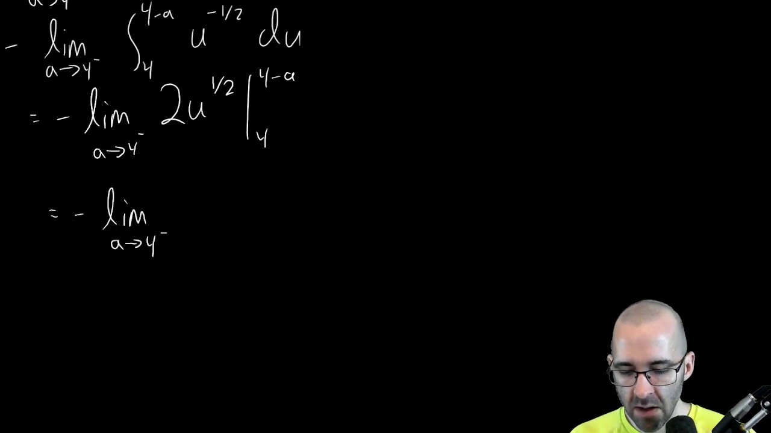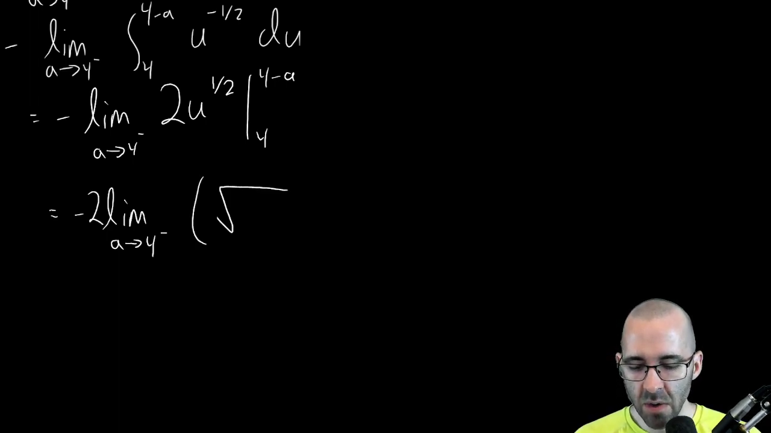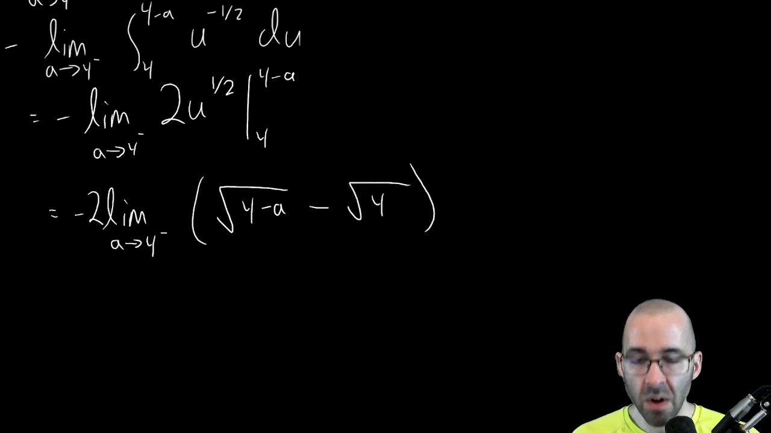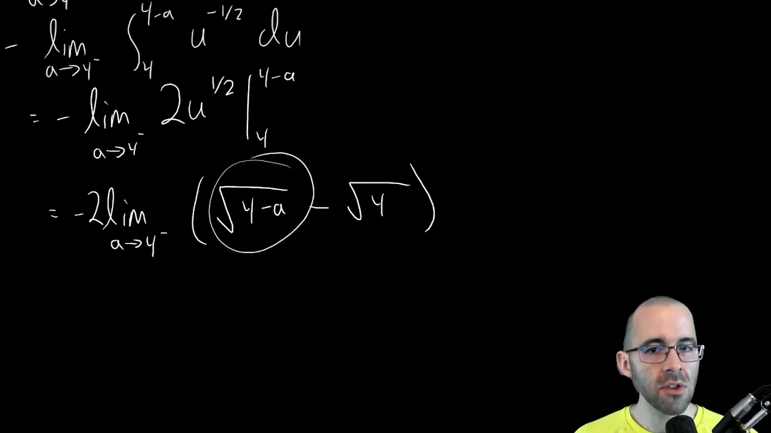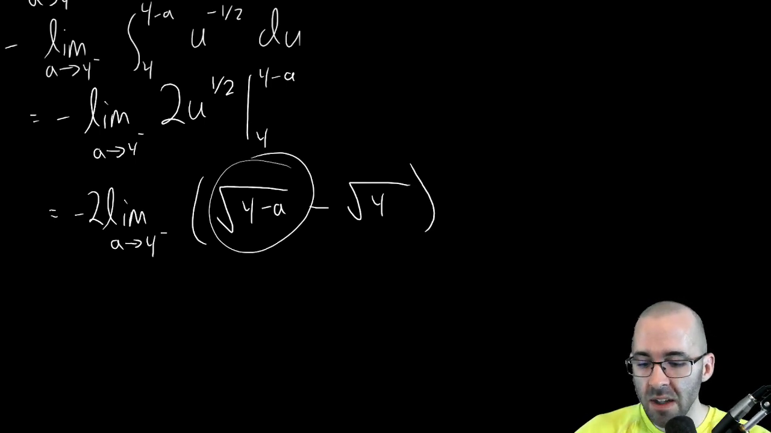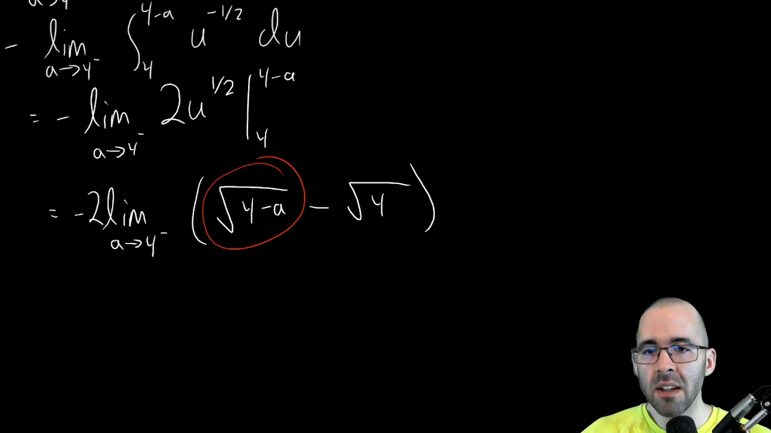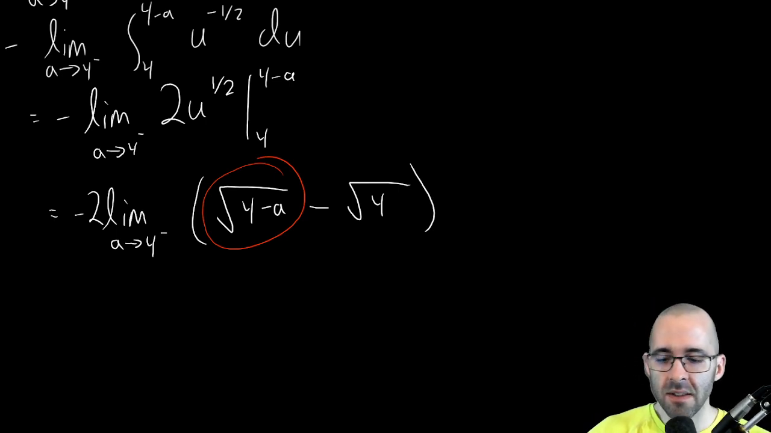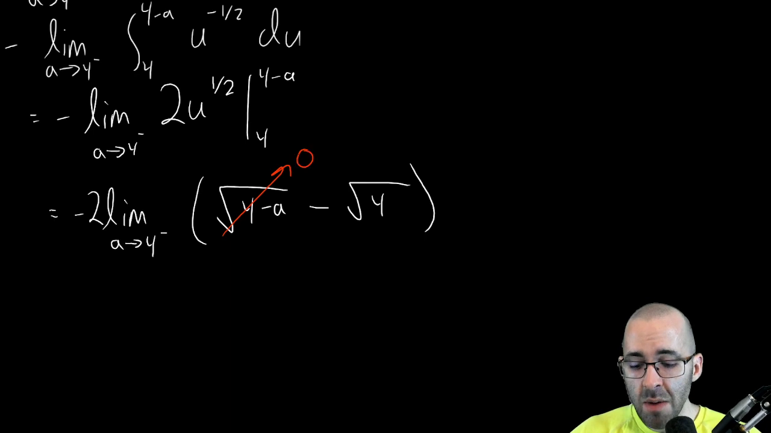Well, we can factor out the 2 if we'd like. We're just left with the square root of u at 4 minus a minus the square root of u at 4. Well, square root of 4 is just 2. That's nice. What's the other guy doing? Well, this is a continuous function. As a gets close to 4 from the left, what happens here? As a gets really close to 4, this is going to 0. And it really matters that it's going to 4 from the left.